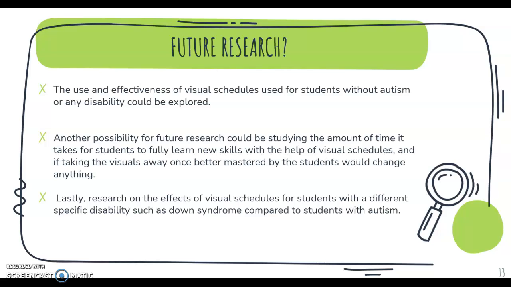This research could also help emphasize and prove the importance of inclusion and how it could benefit both special education students and general education students. Another possibility for future research could be studying the amount of time it takes for students to fully learn new skills with the help of these visual schedules, and if taking the visuals away once better mastered by the students would change anything. Lastly, research on the effects of visual schedules for students with a different specific disability, such as Down syndrome, compared to students with autism, would be interesting to research.